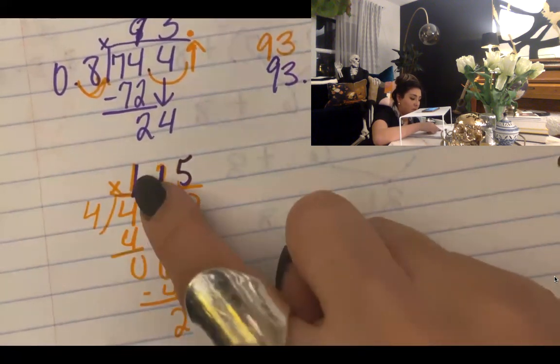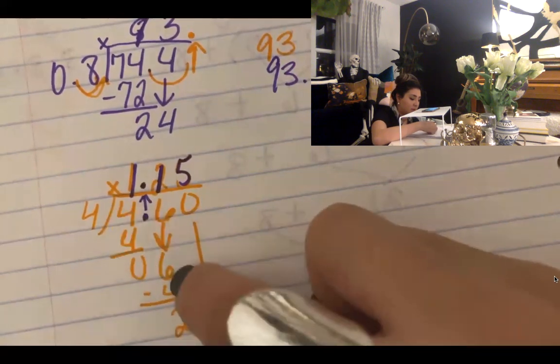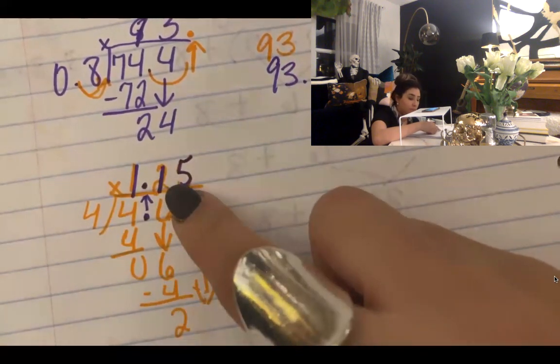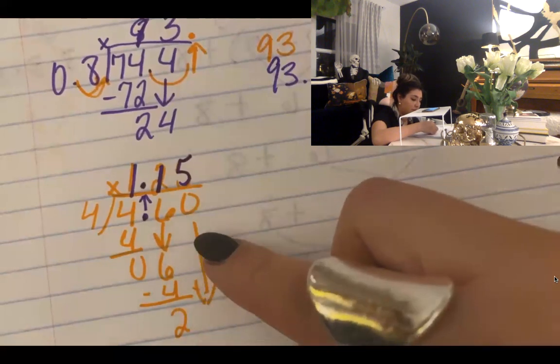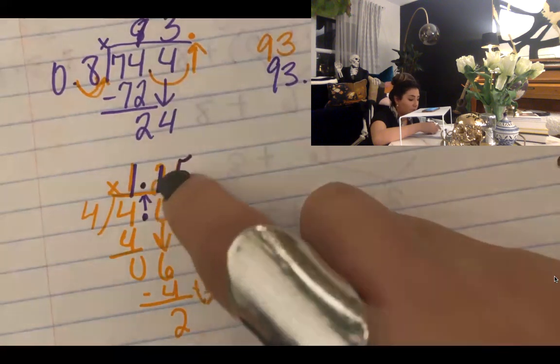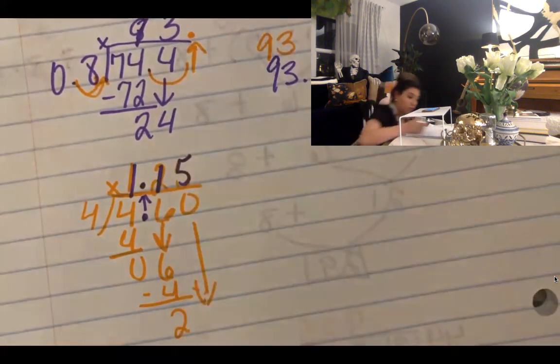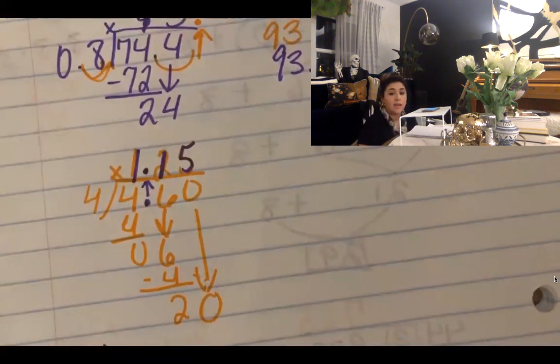So 4 goes into 4 1 time. It gave me 0, then I drop down my 6. 4 goes into 6 1 time. My difference is 2. And then I brought down my 0. So my answer should read, sorry, I didn't actually write the 0. So my answer should read $1.15. And you can even check your work.